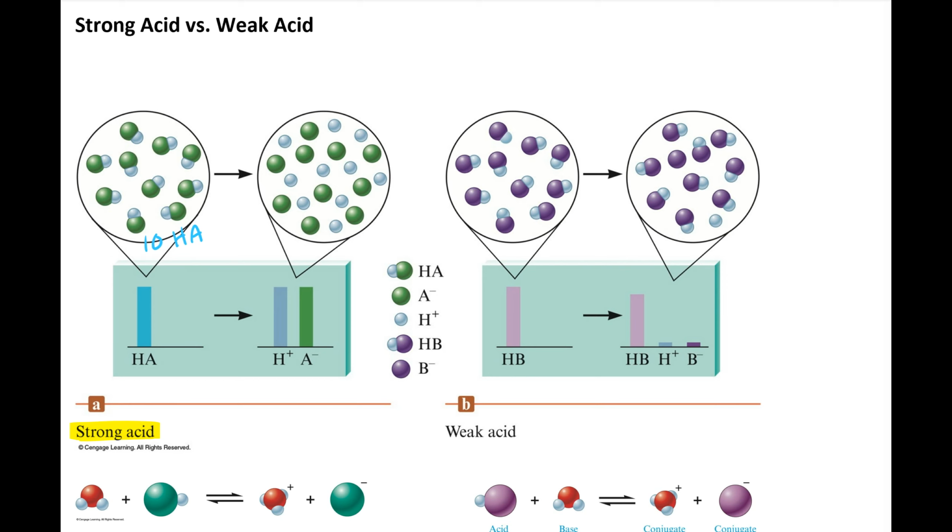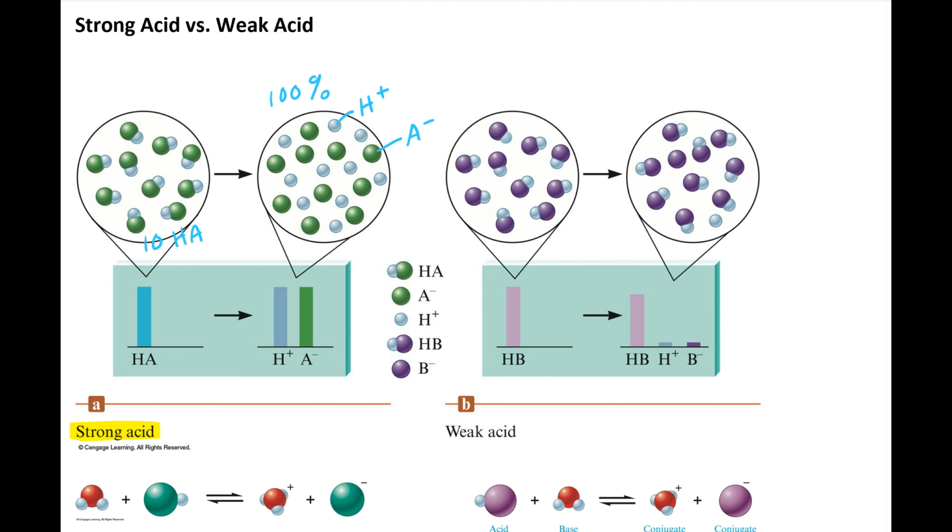As they ionize, every single HA molecule breaks up into H positive and A negative. So the little atoms, those are your protons, those are the H positives, and then the big green guys, those are your A minus. So all 10 of those HA molecules have broken up into H plus and A minus. We call that 100% ionization or 100% dissociation.